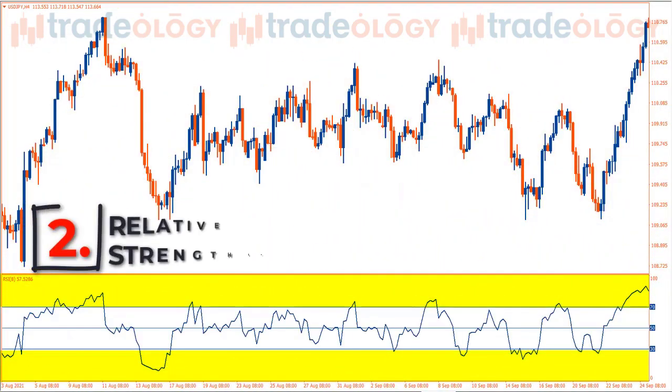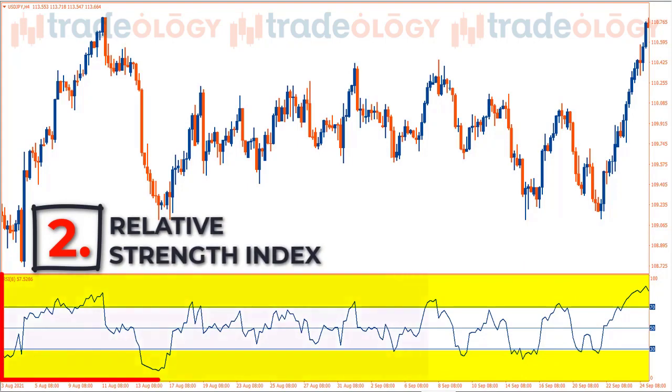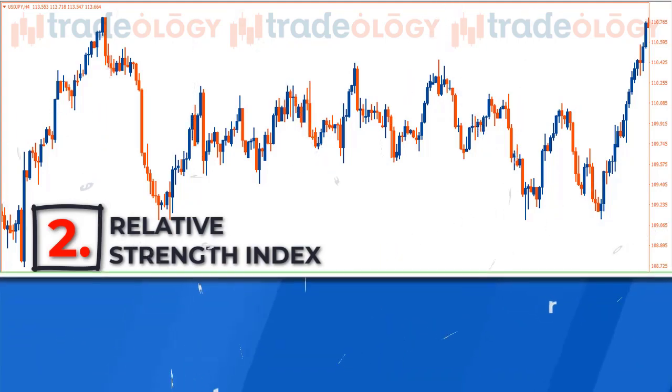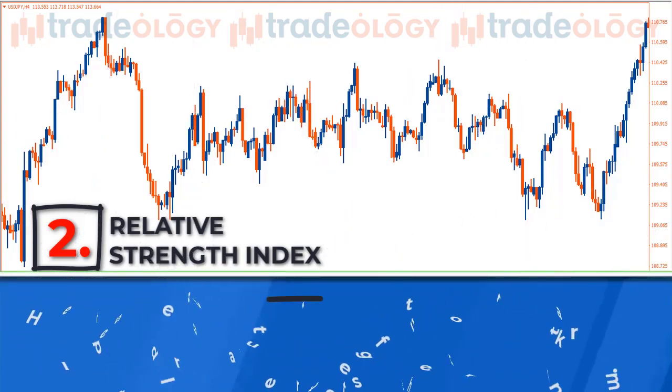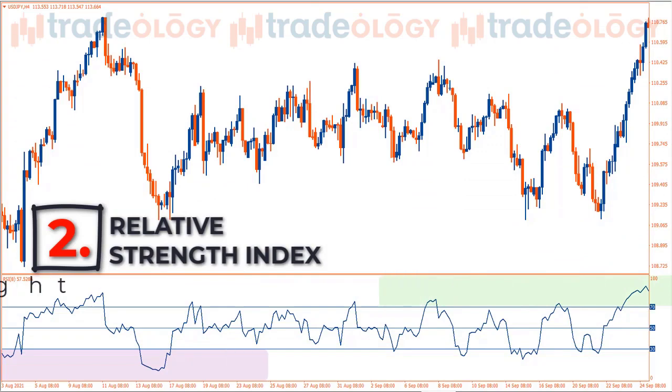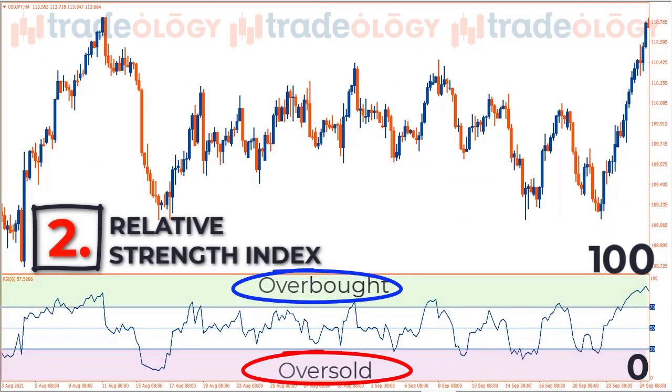Number 2. Relative Strength Index, or RSI. Relative Strength Index, or RSI, is a popular indicator developed by a technical analyst named J. Wells Wilder that helps traders evaluate the strength of the current market. RSI is similar to stochastic in that it identifies overbought and oversold conditions in the market. It is also scaled from 0 to 100.